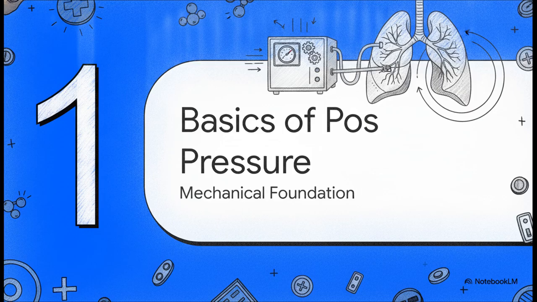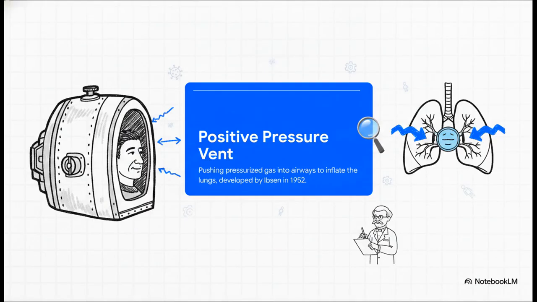Part 1. The basics of positive pressure. Historically, if you think back to early ventilation, it relied on negative pressure. You know, the classic iron lungs. But modern ventilation completely flipped that approach. We now rely on positive pressure ventilation.